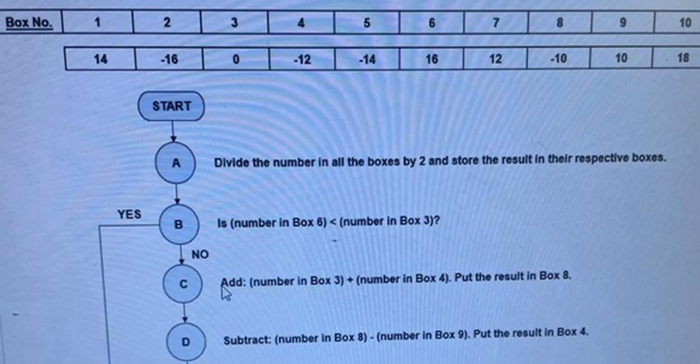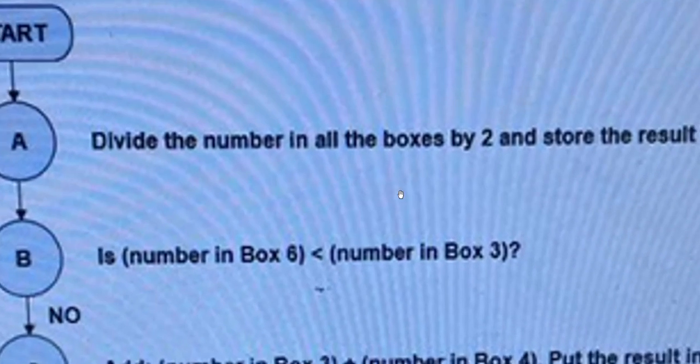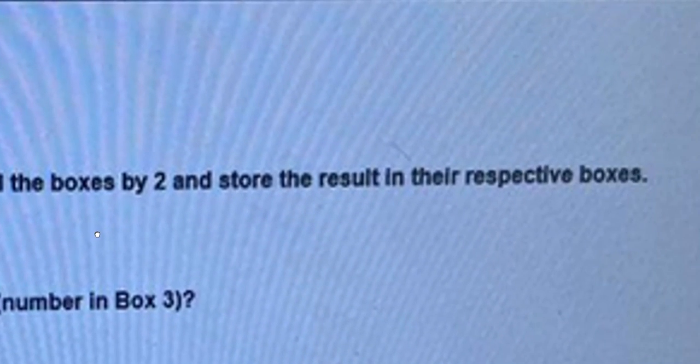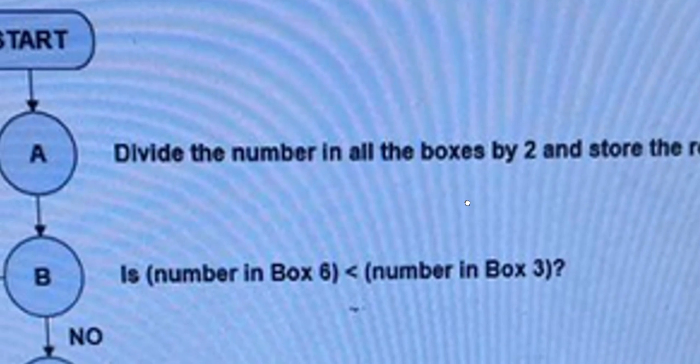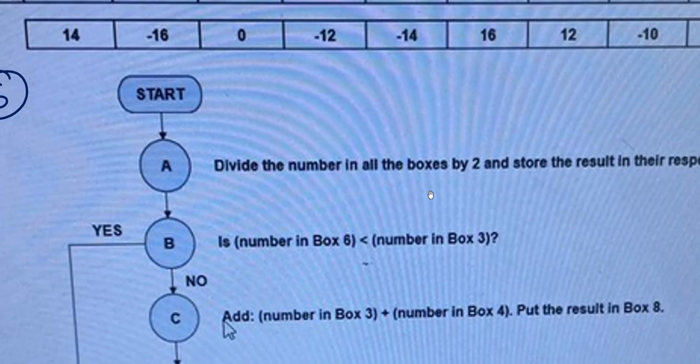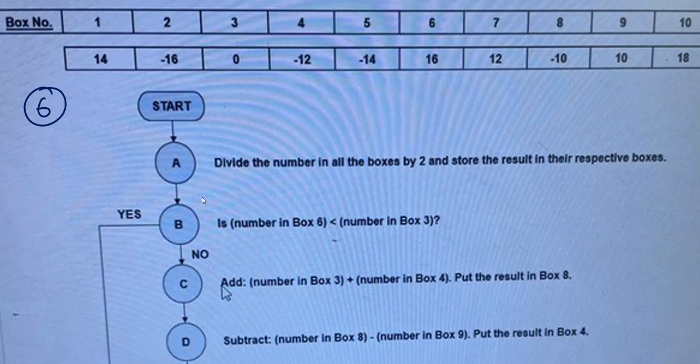Right. Now back to the flowchart. I agree, it's not visible, but I'll show what can be there. So the first step here: divide the number in all the boxes by 2 and store in their respective boxes. Step by step, don't worry. So we have to divide the numbers in all the boxes by 2.